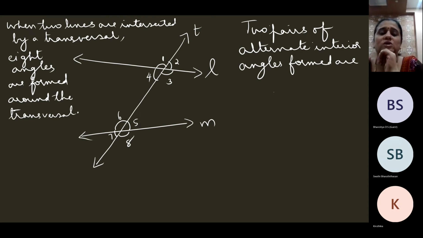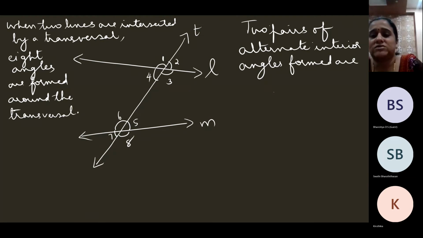Now we came across two new terms, interior angles and exterior angles. They don't refer to a pair of angles. They refer to only one angle, not a pair of angles. Like as I told you earlier, angle 3 is an interior angle, one angle. Angle 7 is an exterior angle, one angle.